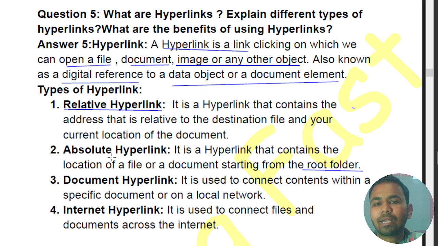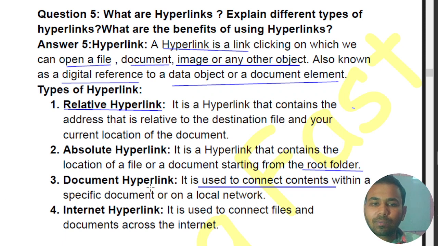It is going to describe the location in the reference of that root folder. Third, we have document hyperlink. It is used to connect contents within a specific document or on a local network. Suppose you must have seen the table of contents we have studied. In such a table of contents, we click on a heading and we navigate to that chapter or subheading. That is also a hyperlink present within those documents, and by clicking on that hyperlink we are going to that document or a specific location.